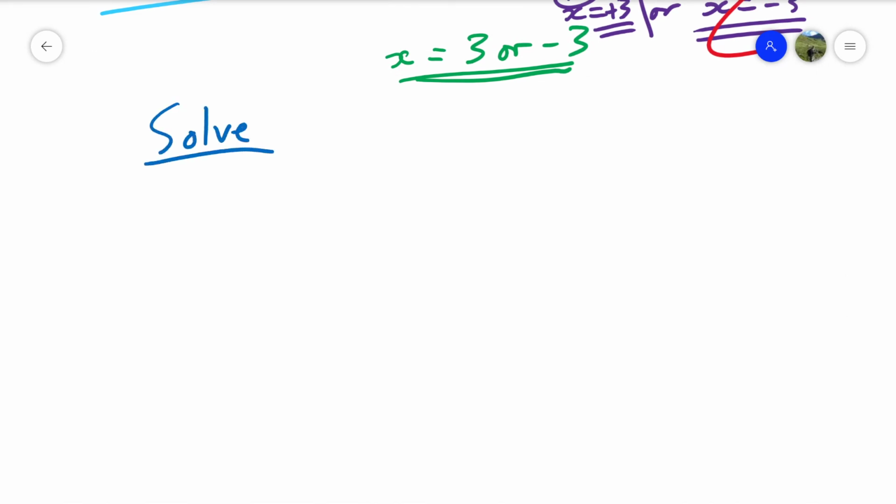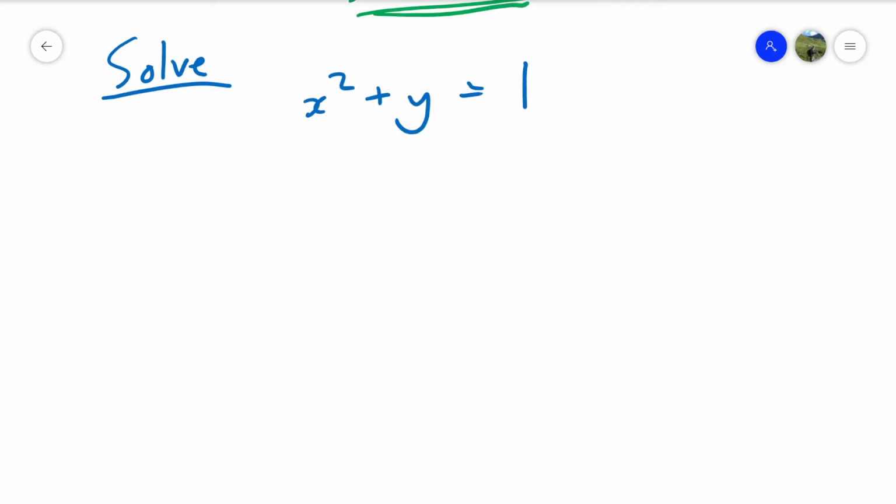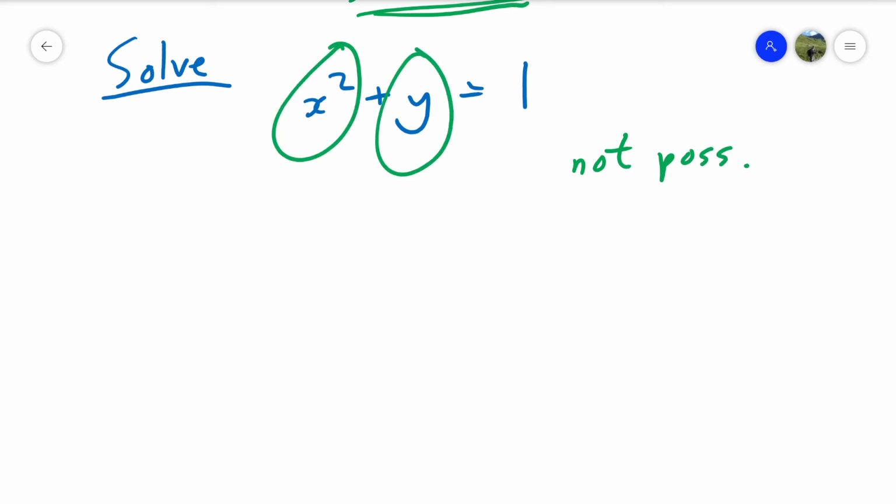Here's the solve. Have a go in your own time. Not possible. X squared is a thing, y is a thing. They are two different things, and there's only one equation. I can't see any way of factorizing that to use the trick, so there's nothing we can do.